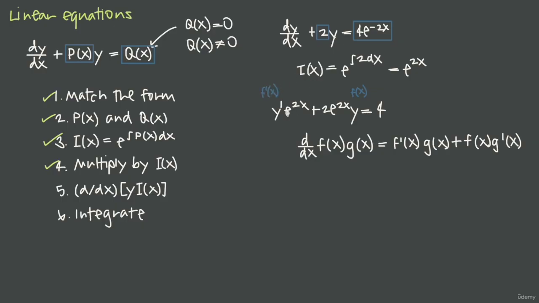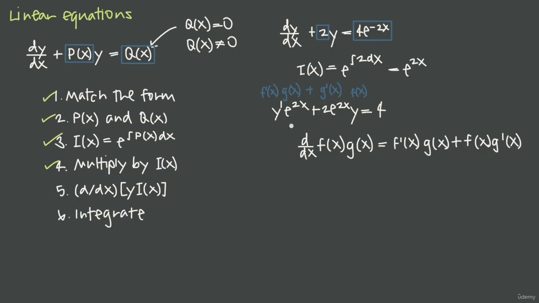And then if we say that e to the 2x is g of x, then the derivative of e to the 2x is 2e to the 2x. And we notice here that we have g prime of x. When we add these together, what we see is that this is the expanded form of the product rule. So we can actually reverse this and say that this expanded form is equal to the derivative of the product of f of x and g of x.